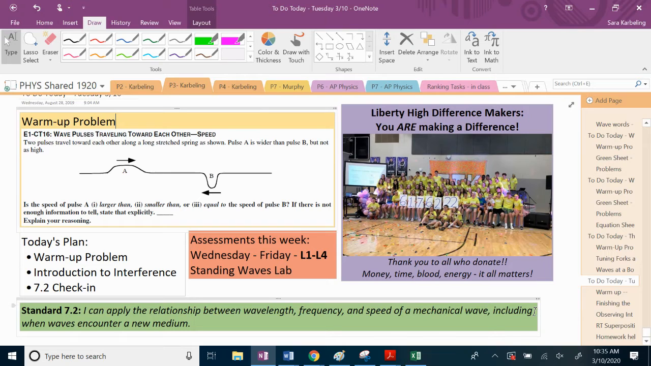We're going to do a warm-up problem and a little bit of notes before that, and then we'll check in. Wednesday, Thursday, Friday of this week, we will be doing a lab related to 7.3, which is what we're going to start today. We are not going to assess the 7.3 standard before break, but the lab will be assessed, L1 through L4. So we're going to design it tomorrow. We'll collect data on Thursday, and then we'll do our data presentation and analysis on Friday.